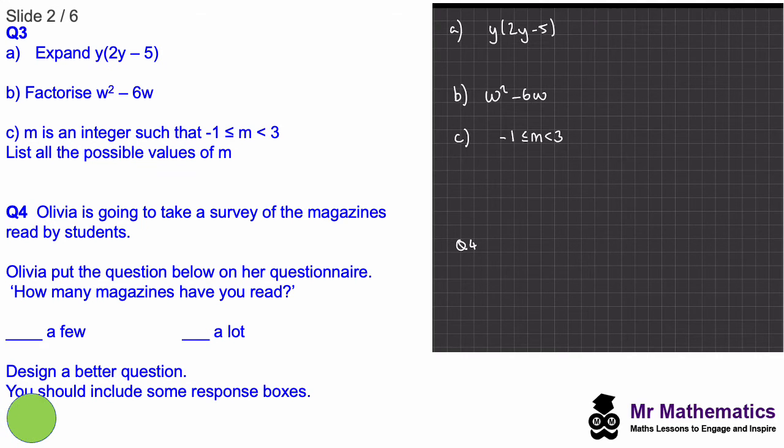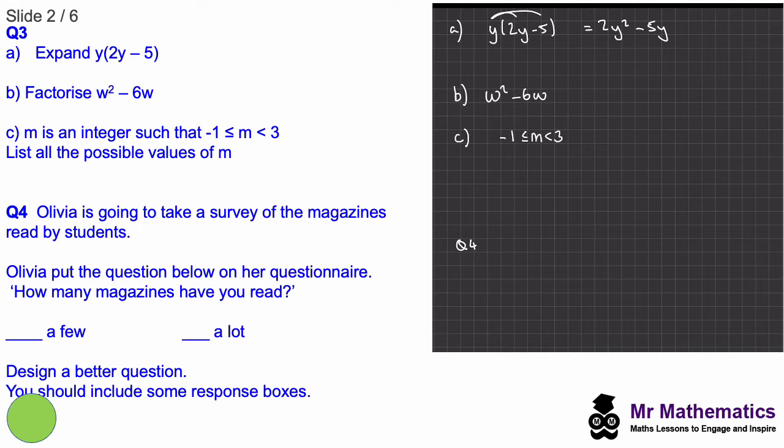For question 3, we're going to expand this pair of brackets. So we'll multiply the y on the outside by each of these terms on the inside. So we have y times 2y, which is 2y squared. And then we have y times the negative 5, which is minus 5y.